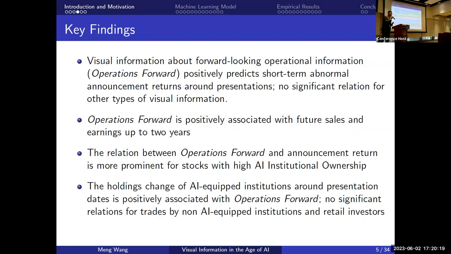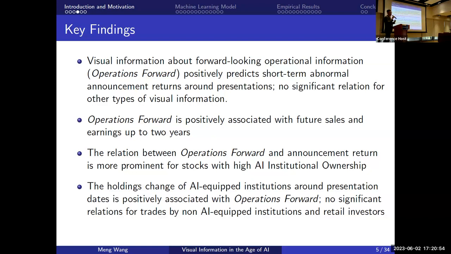So to give a preview of some of our key findings, the first finding we have is that we find visual information about forward-looking operational information. We call this operations forward. This type of information is positively associated with short-term abnormal announcement returns around presentations. And we don't find a significant relation for other types of visual information. For example, if you only have a picture about your existing product, then we don't find a significant market response. We don't find a significant stock price change.